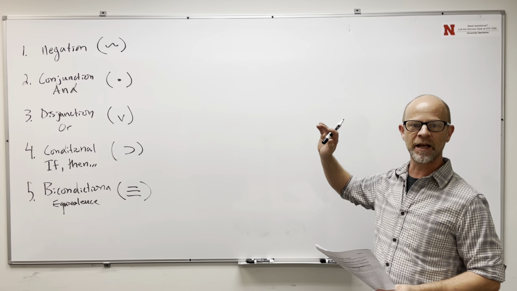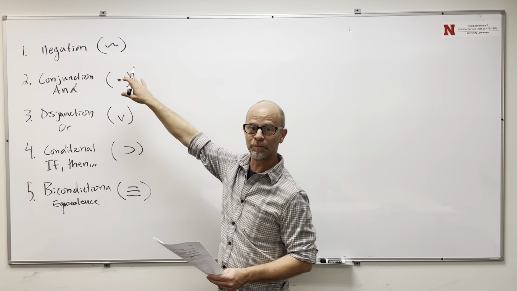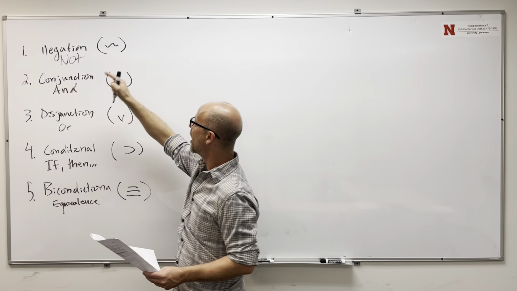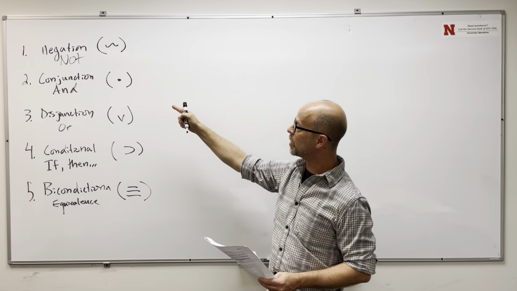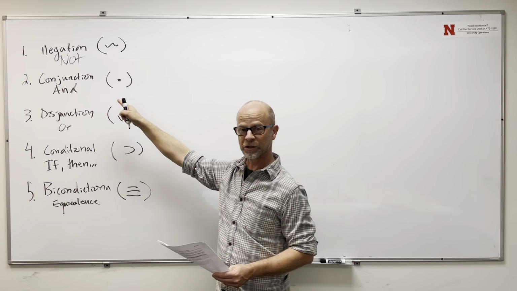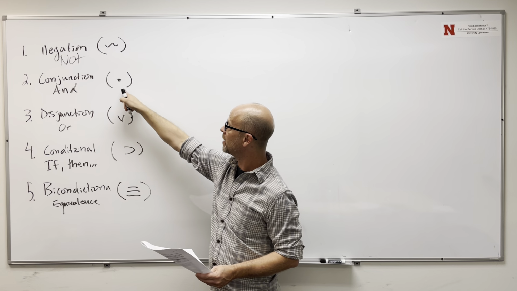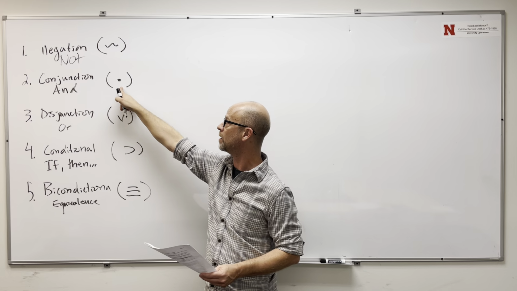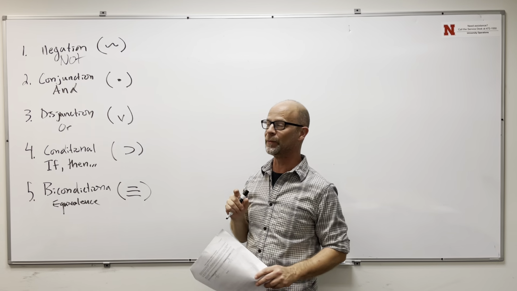So just as a reminder of what we're working with, we've got negation here, which means not. It is not the case, right? And the symbol we're using is the tilde, which is right there. And then we also have conjunction, which means and, so it's A and B. And the symbol that we're using for conjunction is the dot. That's going to be what we use to conjoin different statements together.